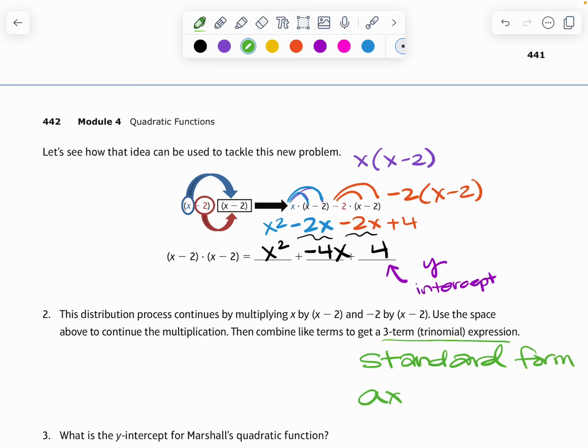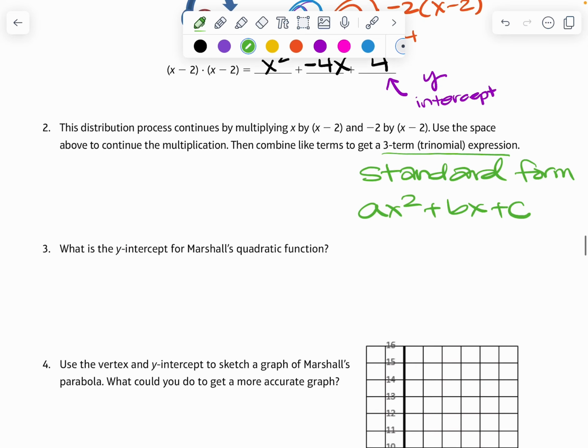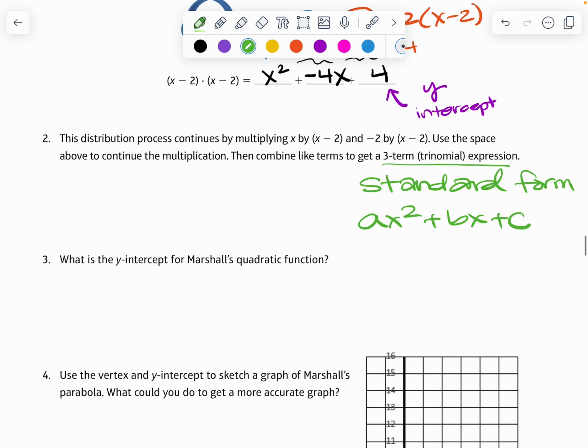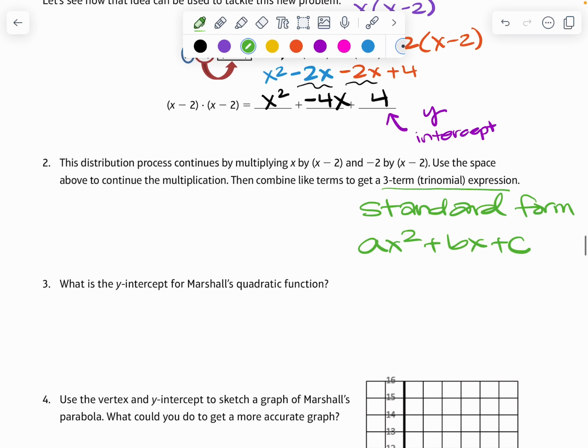So that's ax squared plus bx plus c, standard form. All right, so let's take a look at number 3. What is the y-intercept for Marshall's quadratic? Oh, it's that 4, isn't it? (0, 4). And I got that from right there. Another way to write it is, I like the way we wrote it. I think it's great.